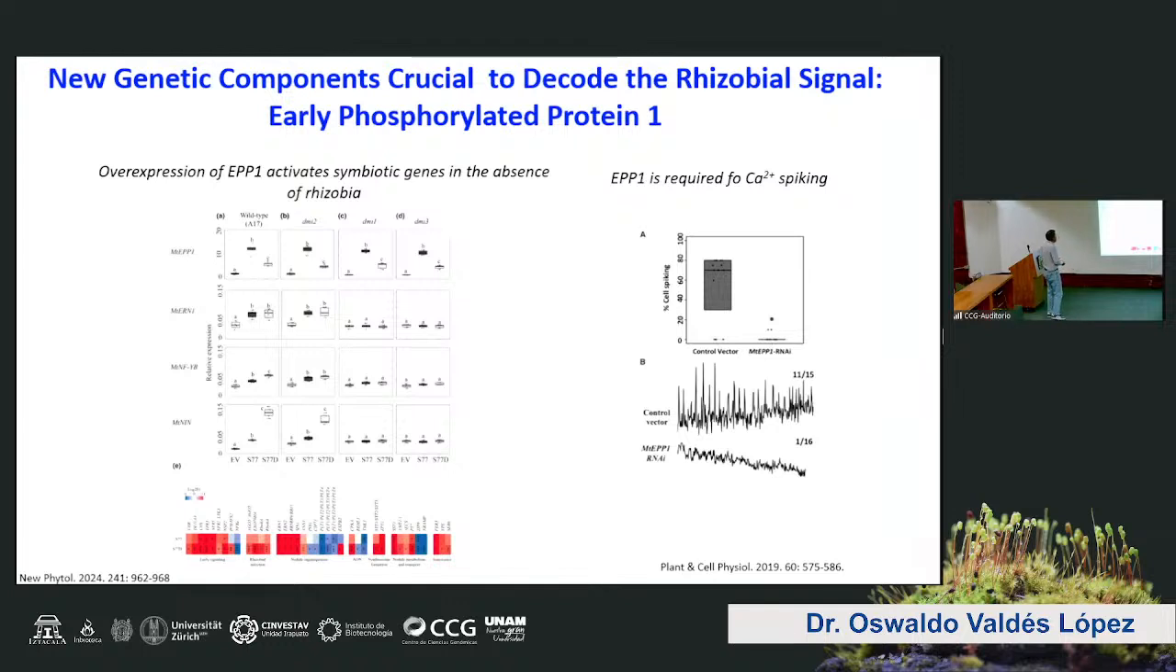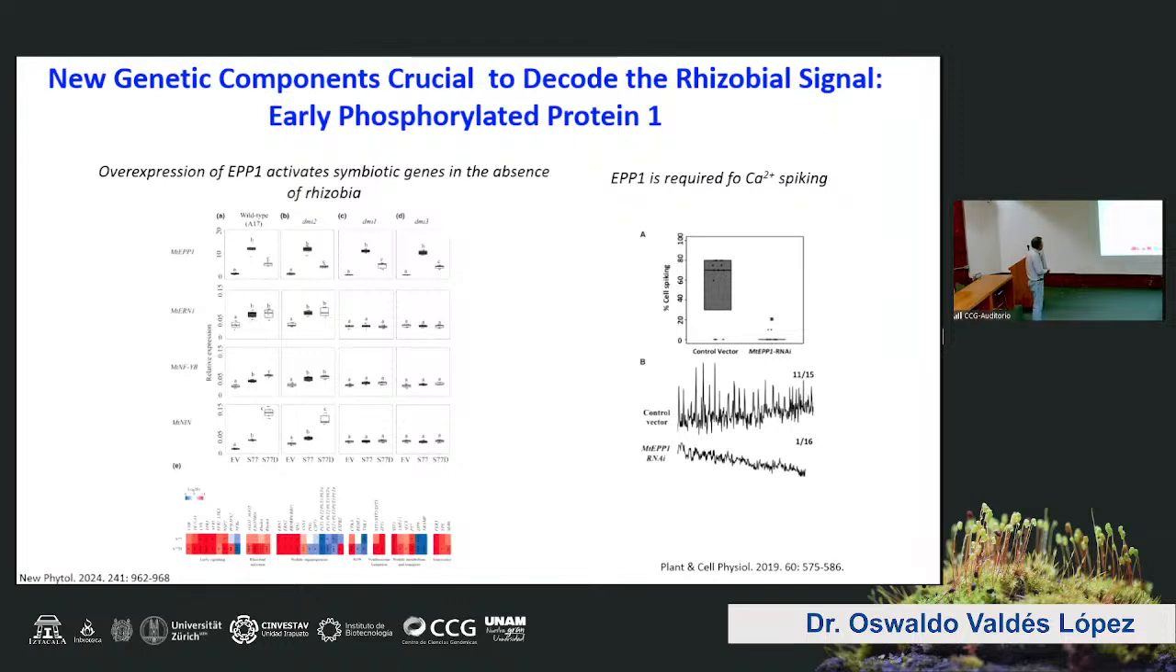So we know that serine 77 is phosphorylated. So what we did is overexpress EPP1, the wild type version, but also we generated different phosphomutants, including the phosphoactive mutant. In this case, I'm showing the data. But the most interesting part is that when we overexpress EPP1 wild type or the phosphoactive version, we were able to activate part of the common symbiotic pathway. So this means that EPP1 alone can activate the molecular dialogue between legumes and rhizobia.